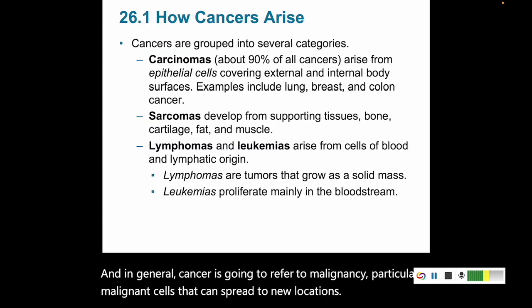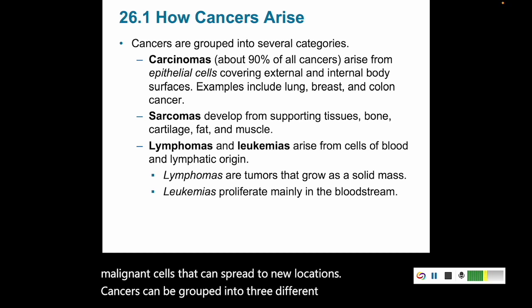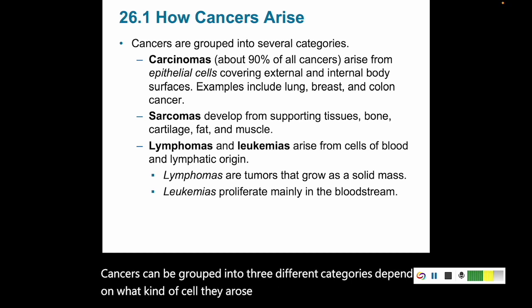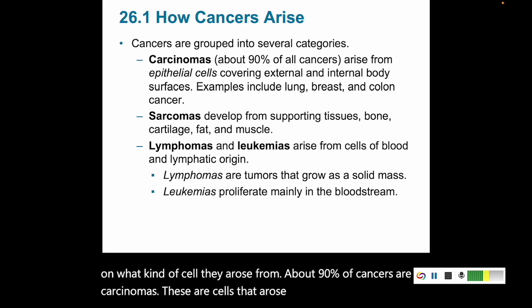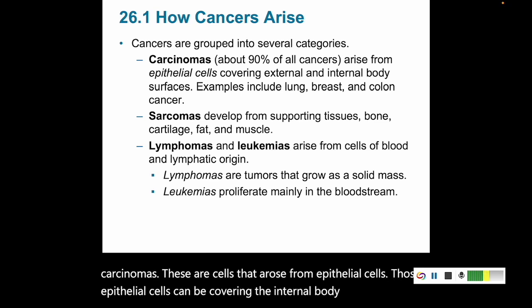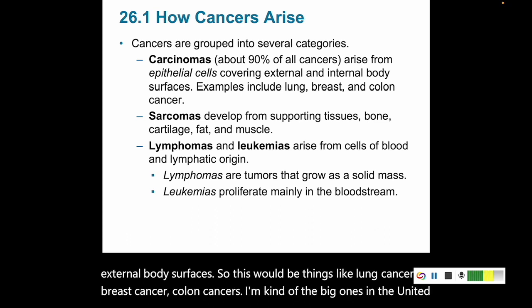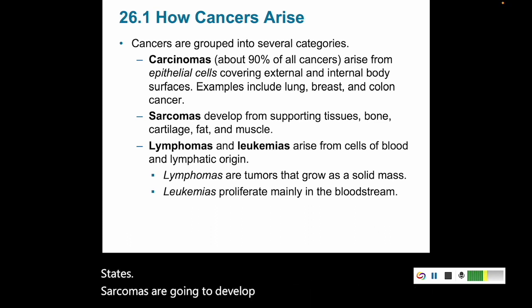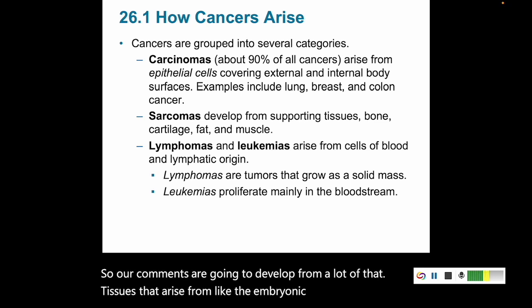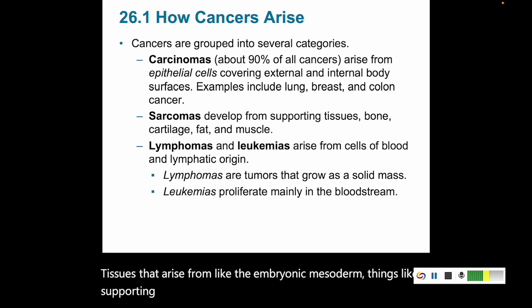Cancers can be grouped into three different categories depending on what kind of cell they arose from. About 90% of cancers are carcinomas. These are cells that arose from epithelial cells. Those epithelial cells could be covering the internal body surfaces or the external body surfaces. So this would be things like lung cancer, breast cancer, colon cancers, kind of the big ones in the United States. Sarcomas are going to develop from tissues that arise from the embryonic mesoderm, things like supporting tissues, bone, cartilage, fat, muscle.